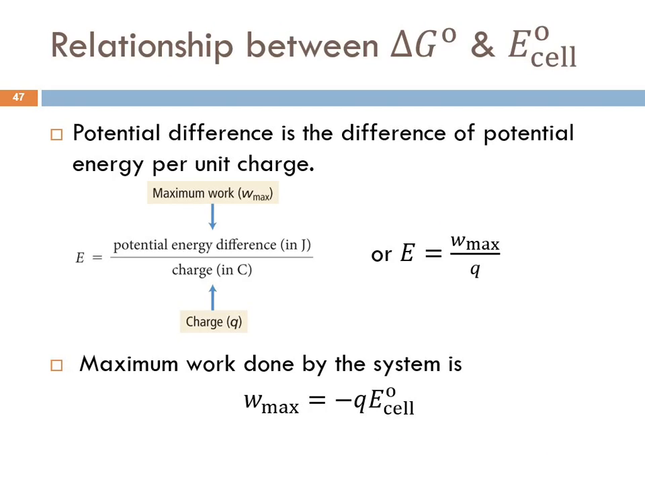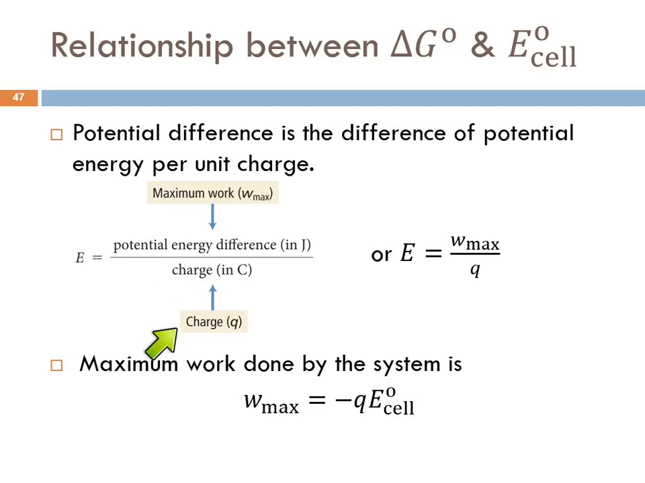First, let's look at delta G and E. So potential difference, this E, is the difference of potential energy per unit charge. Now, I know that sounds a little redundant, potential difference and difference of potential energy, but there's a difference between those two things. So E, the potential difference, is the potential energy difference, that's measured in joules, divided by the charge, which is measured in coulombs. Potential energy difference is the maximum work that can be done by that system.